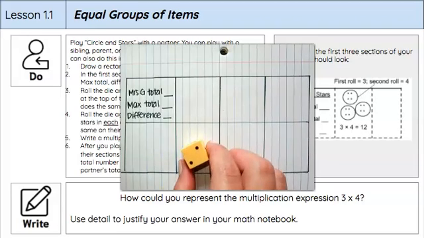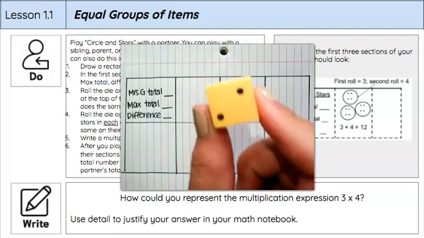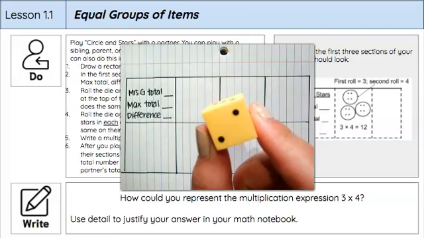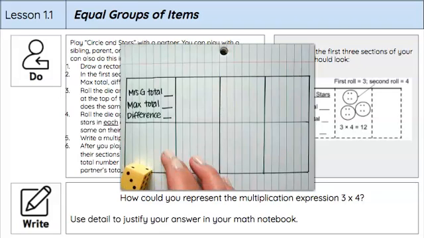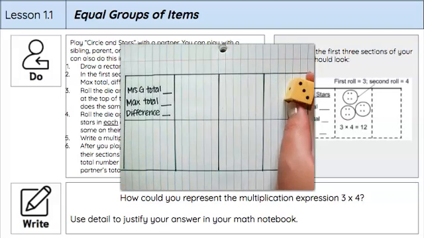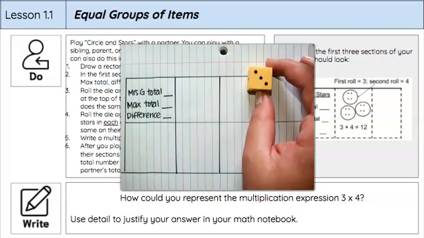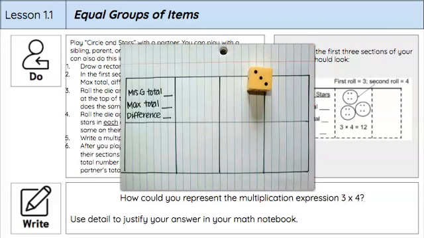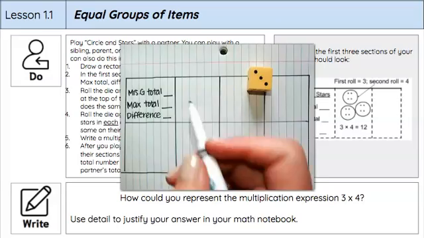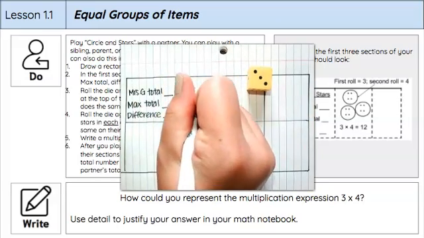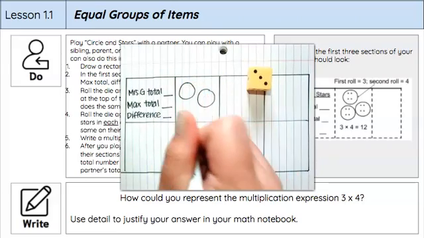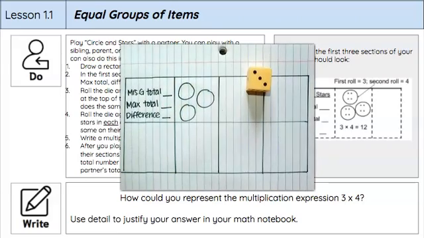You need a die for this game. If you don't have a physical one, I also linked a virtual one on the slide before. You roll the die, and I got 3. The first roll is the number of circles that you draw in your first box. So I got 3, so I draw 1, 2, 3. Then my partner is going to do the same thing on their game board.